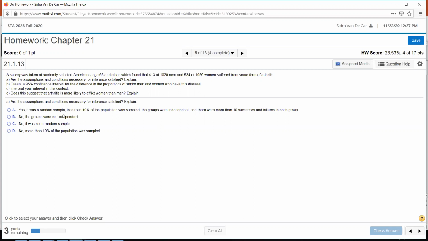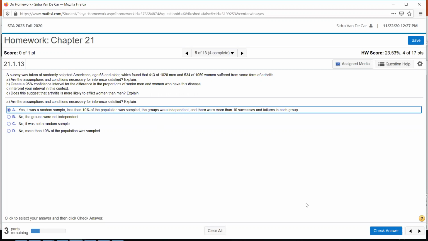Okay, so it was a random sample. It says randomly selected, less than 10% of the population, but these numbers are less than 10% of all men and women, right? The groups are independent, men and women, and there were more than 10 successes and failures in each group, 413 and 534. So yes, we're good.